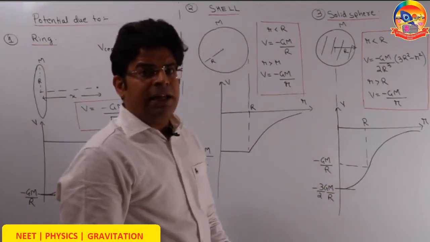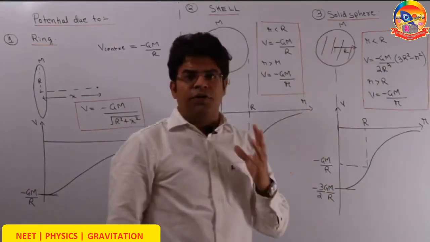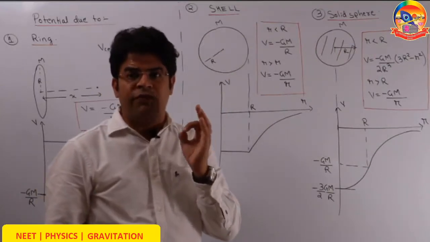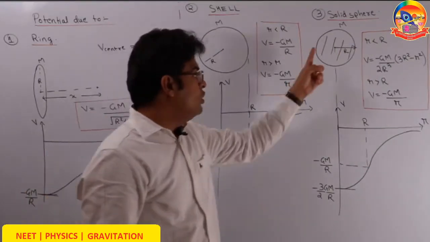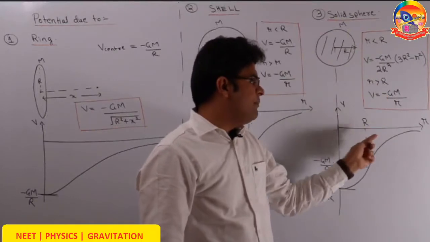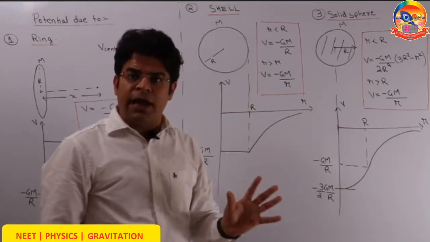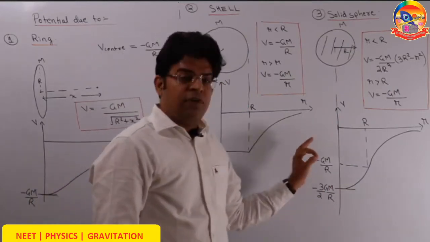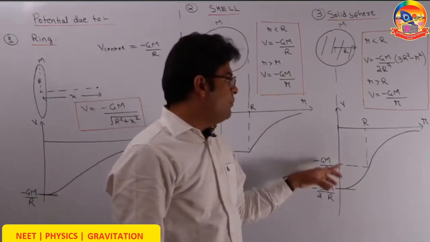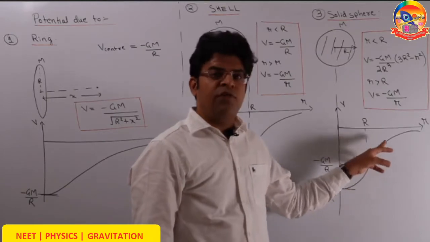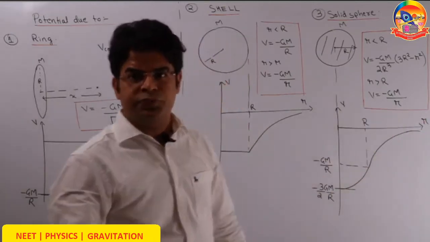So remember that the potential at the center of a solid sphere is 1.5 times the potential on its surface. On the surface, potential is minus GM by capital R. At the center, minus 3 by 2 GM by R. The potential at the center is 1.5 times that on its surface. The potential first decreases and then further decreases in magnitude.